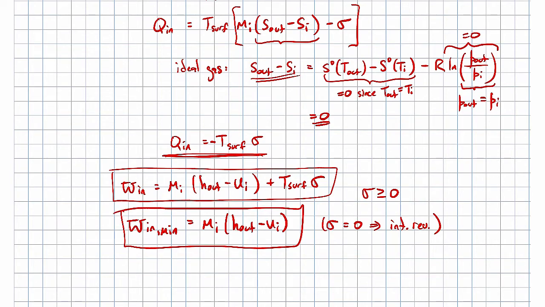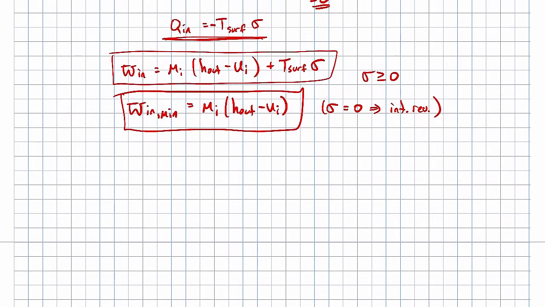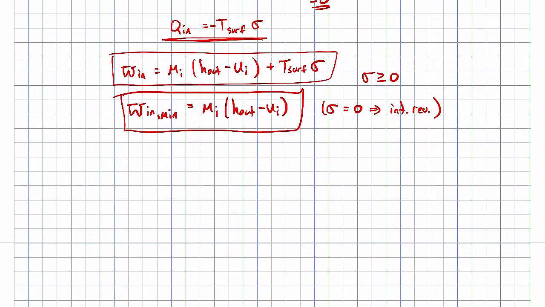And you can see that the more irreversibility you have, let's say as sigma is positive and gets bigger and bigger, so we have more irreversibilities, you'll get larger and larger amounts of work required. So the internally reversible case is really the most efficient case. So we have the numbers that we just previously calculated. We can go ahead and plug them in and find what the minimum amount of work is.